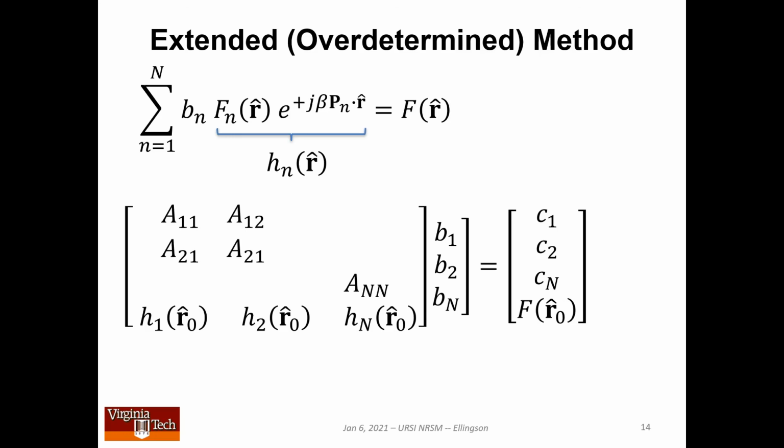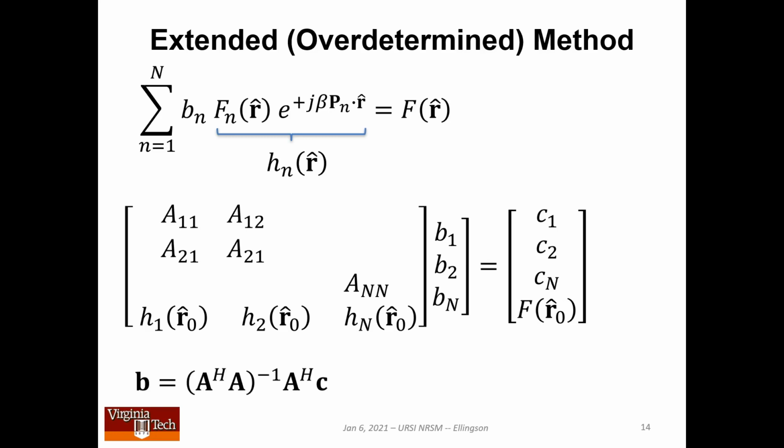Since this expression is linear in the b sub n's, it can be simply tacked on to the bottom of the linear system, as indicated here. Here the top three lines comprise the original n by n system, and the bottom line represents a constraint on the pattern in the direction r hat sub naught. And you can continue to do this for any number of additional constraints.